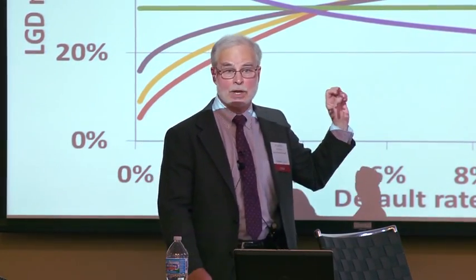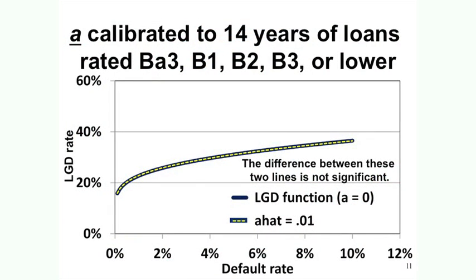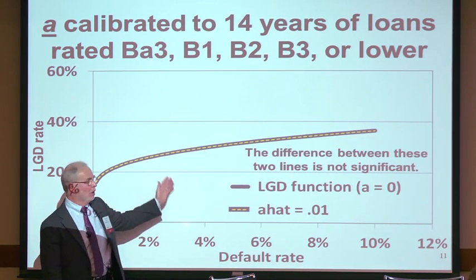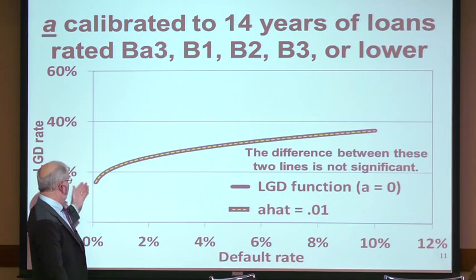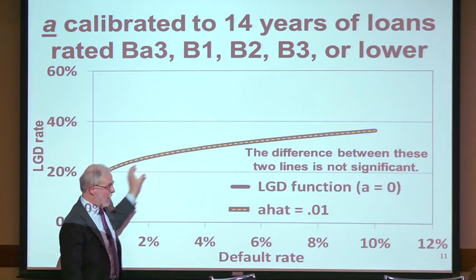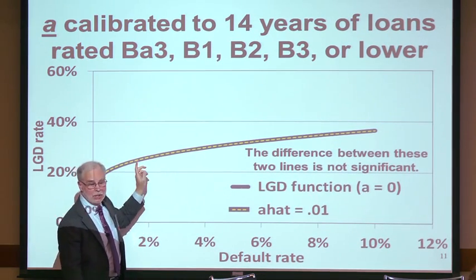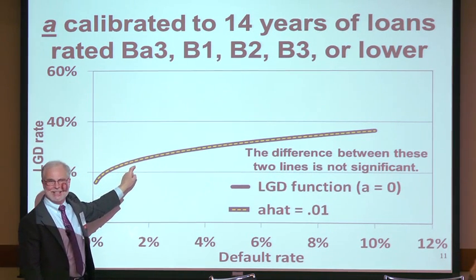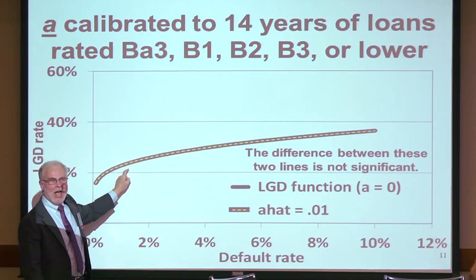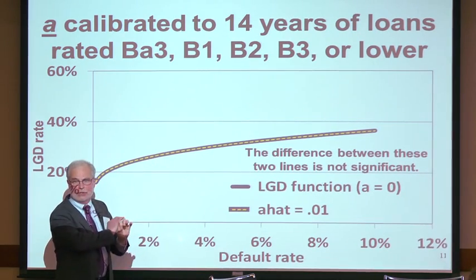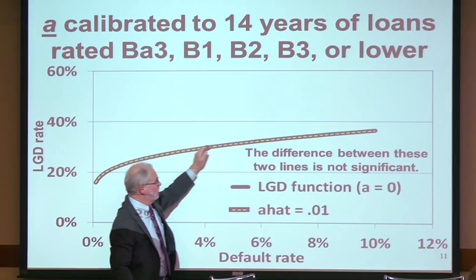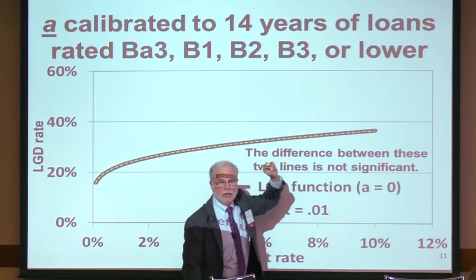So that's the setup. Let's ask the data, what value of A fits the Moody's data the best over 14 years? Setting up this slide was also murder because I was really trying to show two lines here. The blue line is the one we've been looking at several times already. That's the LGD function, down here at 20% and going up. That shape is the null hypothesis. The yellow dotted line down the middle of the road is the shape calibrated to Moody's data.